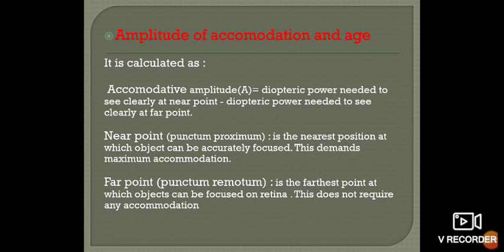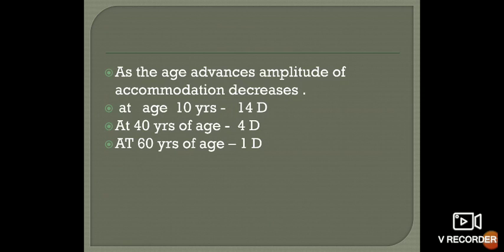Far point is also called punctum remotum. Near point is called punctum proximum. So punctum remotum is the farthest point at which objects can be focused on the retina, and this does not require any accommodation. As the age advances, the amplitude of accommodation decreases. At the age of 10 years, it is around 14 diopters. At the age of 40 years, it is 4 diopters. At the age of 60 years, it is just 1 diopter. After 60 years, total accommodation will be lost.